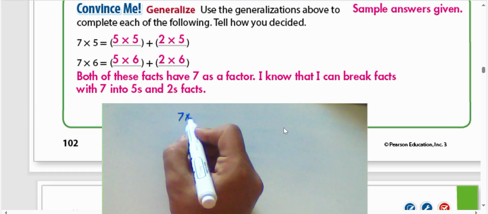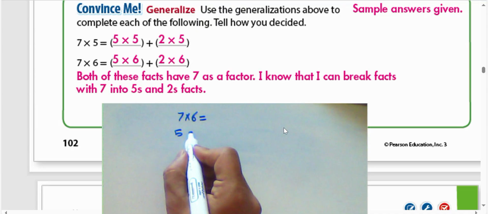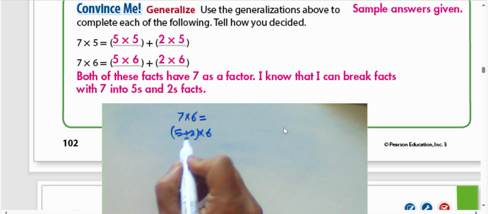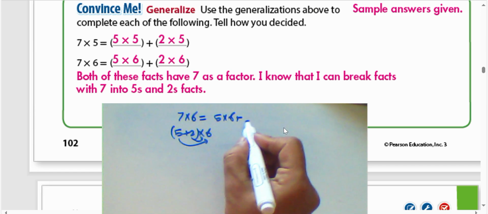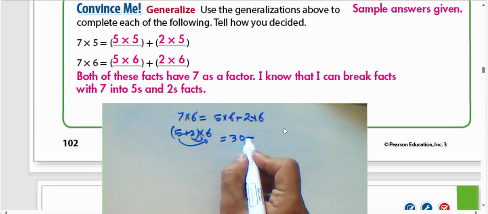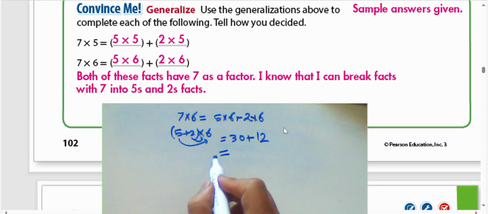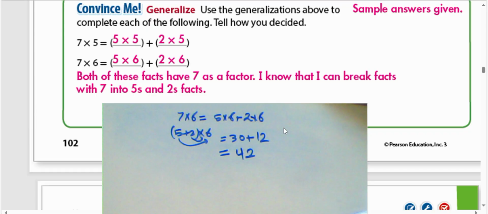And also 7 times 6, we can write 7 equals 5 plus 2, multiplied by 6: 5 times 6 plus 2 times 6. 5 times 6 is 30, and 2 times 6 equals 12. Then 2 plus 0 equals 2, 1 plus 3 equals 4. The result will be 42.